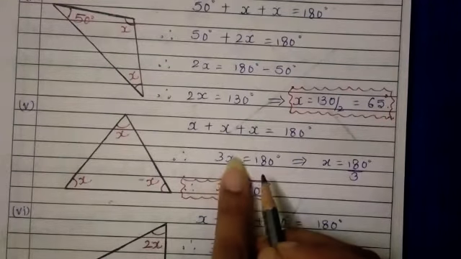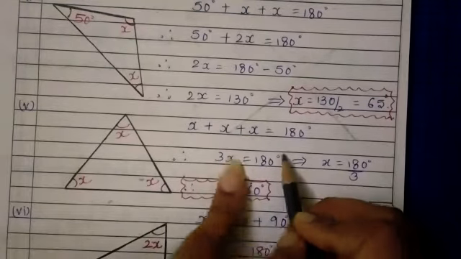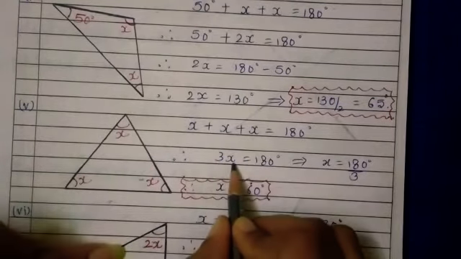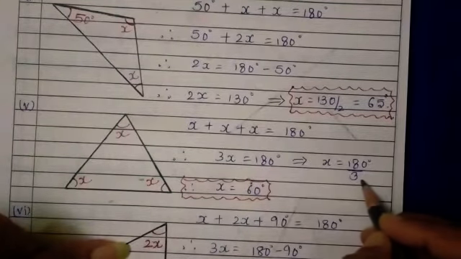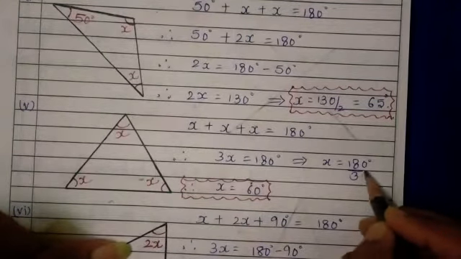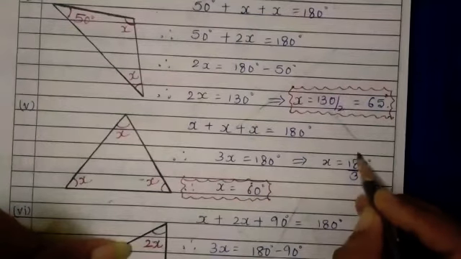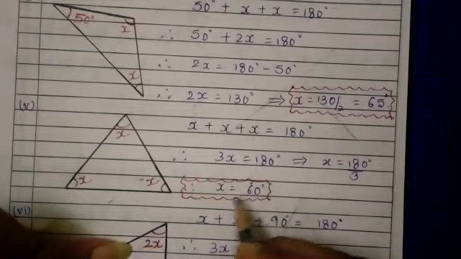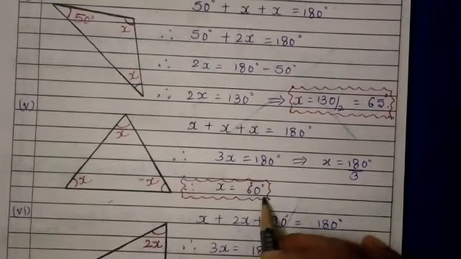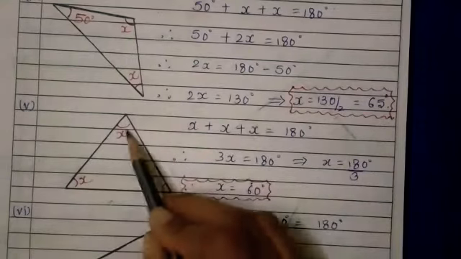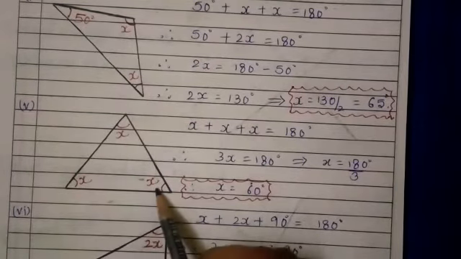Once again, for obtaining the value of x, we need to transpose 3 to the right hand side, and we know that 3 is in the multiplication relation with x. So on transposing, it will come in division. Okay, and we can easily divide this number now. 3 ones are 3 and 3 sixes are 18, and 0 will be as it is. So the value of x will be 60 degrees in this case. Okay, so all these three angles are 60 degrees. In this triangle, all these three angles are 60 degrees.